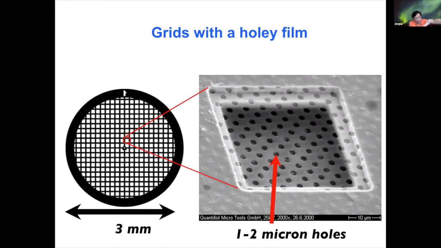have an EM grid, which is shown on the left side. An EM grid is 3.09 millimeters in diameter with multiple empty squares. And these empty squares are covered with a carbon film. Shown here on the right side is a Quantifoil carbon film, which contains holes in arrays. This is called a holey carbon film. And these holes are about 1 to 2 microns in diameter for single particle specimens.